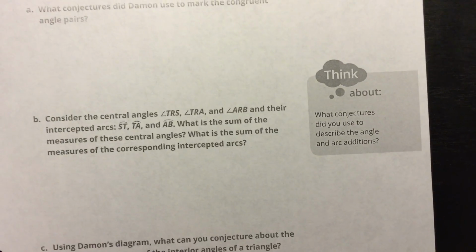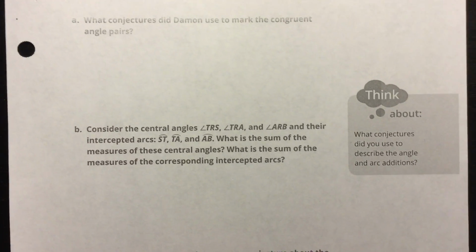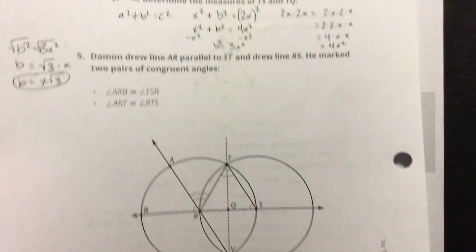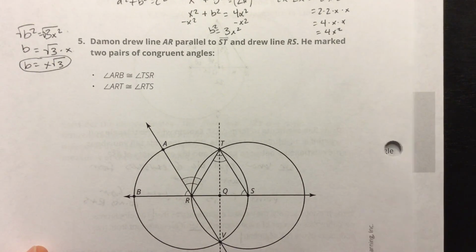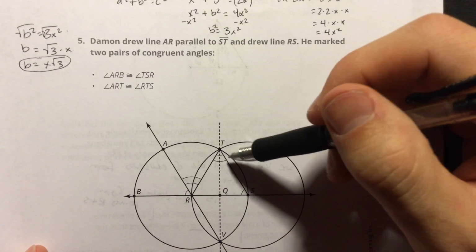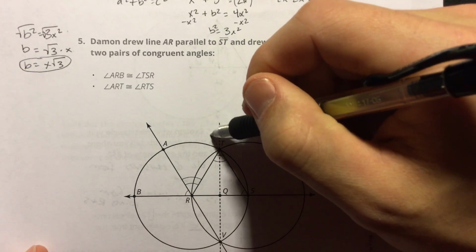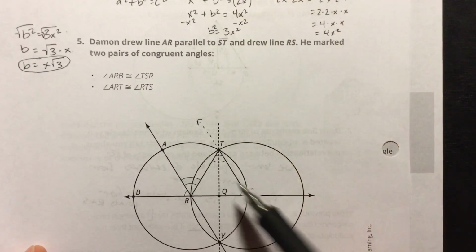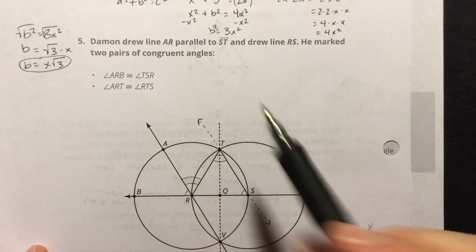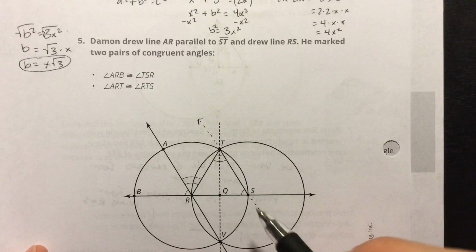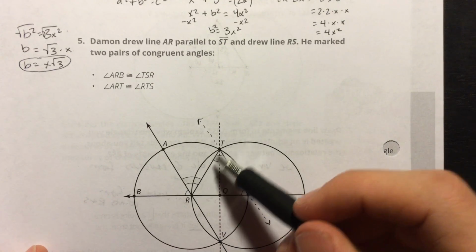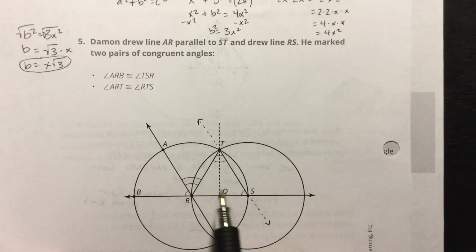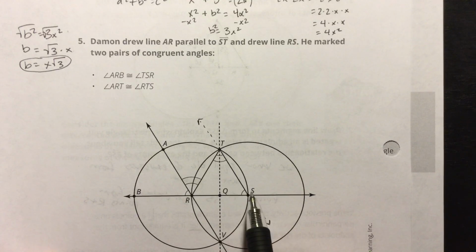And then we go ahead and move on to the next page. And this is still number 5, but it says, what conjectures did Damon use to mark the congruent angle pairs? Okay, well, so we know that TS, so if I were to extend TS, we know that TS and AR are parallel to each other. AR parallel to ST, right? So we know that these 2 lines are parallel, and then we know that RT is a transversal that goes through those parallel lines, and we also know that RS is also a transversal that goes through those parallel lines.